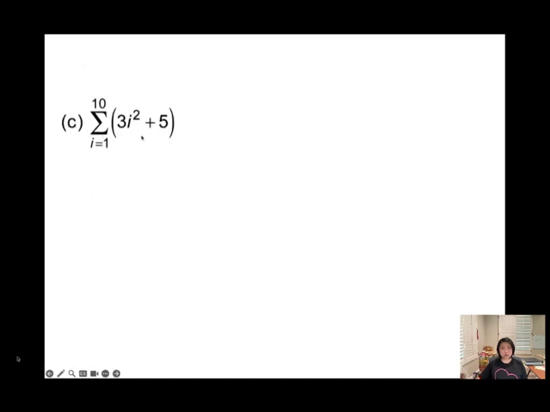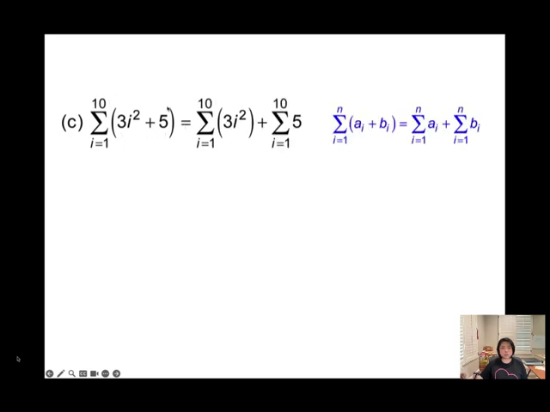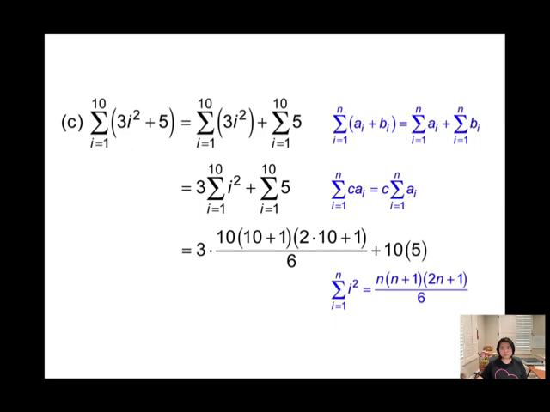We do have 2 guys in here. So we distribute the summation notation, right? And this one, the constant 3 is going to be put outside. And then we have the formula for the i squared here. And this one, that will be c times your n, right? So 5 times 10 here. And then this i squared, that will be the formula. So you should get 1,205.